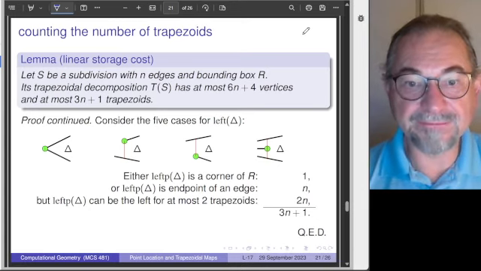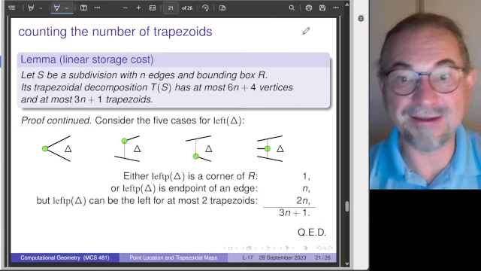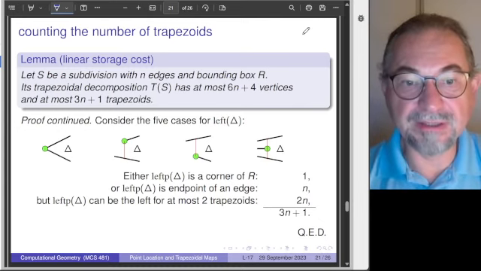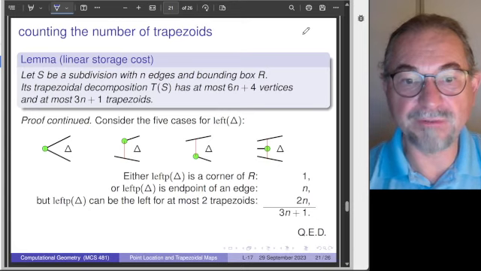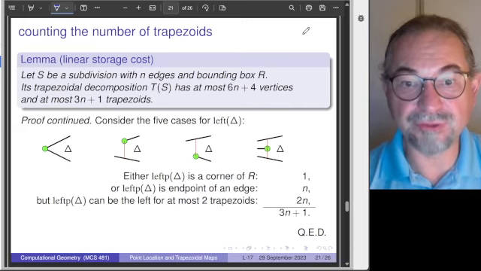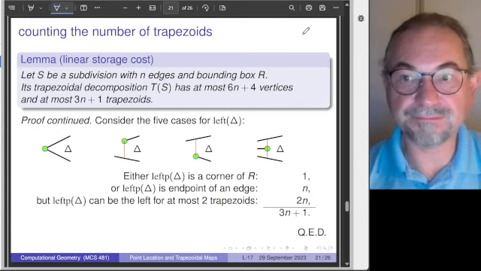Or it is the left point of an edge. So that means we have n edges, so we could have n. Or the left point can be the left of at most two trapezoids. So that gives us 2n trapezoids. So this makes that we can arrive at 3n plus 1 trapezoids if we consider the cases for the left.